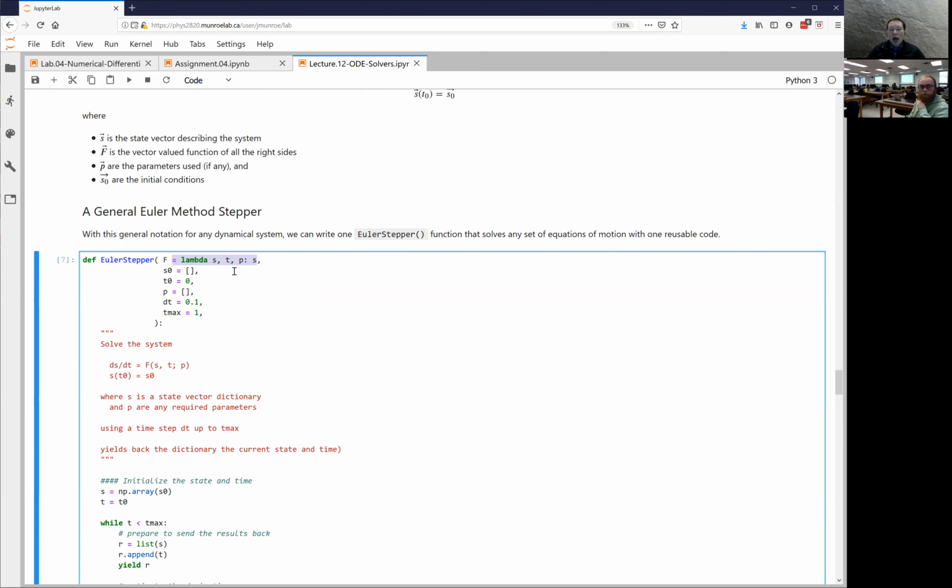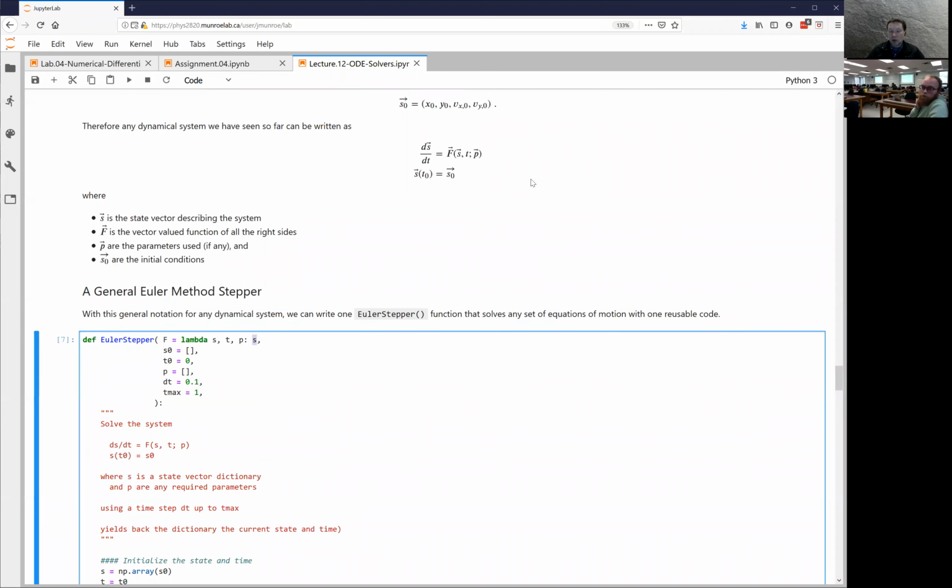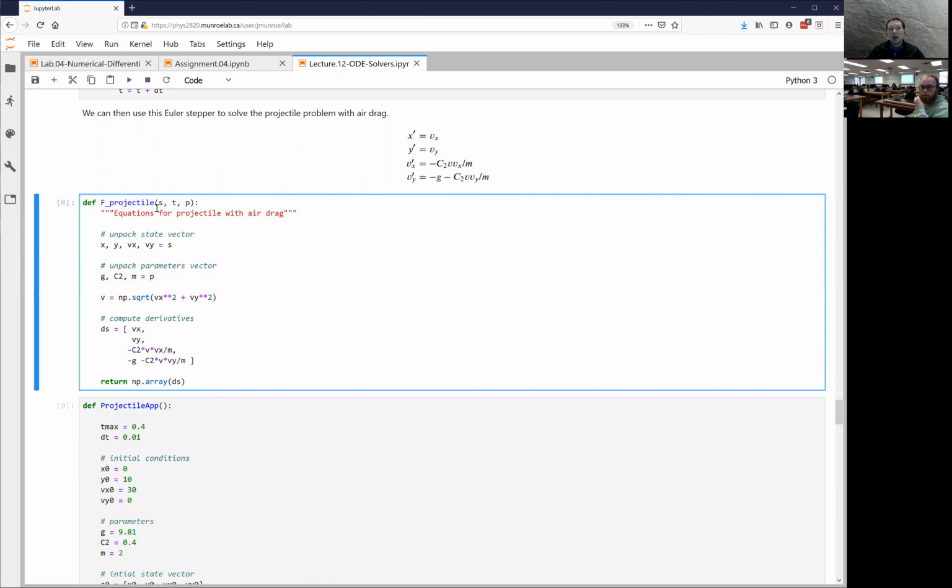Why I do this is because it makes it clear for someone who's going to use this function that this first parameter has to be some function. It has to be something which takes in an s, a t, and a p and gives back something. And the something happens to be the right-hand side. But it's a way of indicating to a reader of the code what kind of computational Python thing I want to put here. And what I want to put here is a function. So it's a function that takes in three things and gives one thing back out. Well, my function, fProjectile, takes in three things and gives one thing back out. That's what it does. So the purpose of the lambda is for better readability of the code.